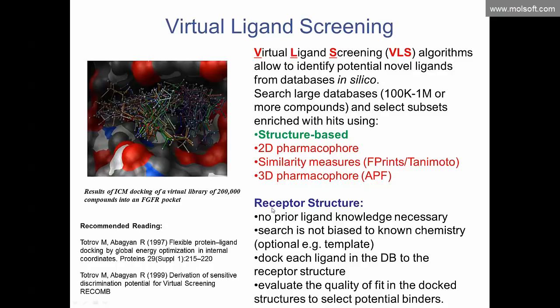With receptor structure-based screening, you don't need any knowledge about the chemistry of the ligand. It's not biased to any known chemistry, but there is an option to bias it, which I'll show you as we go through the webinar. You dock each ligand in the database to the receptor structure, and then we evaluate the quality of the fit in the docked structures and score them to select potential binders. If you're interested in reading more about it, there's a method that describes some of our scoring methods here in these two papers.